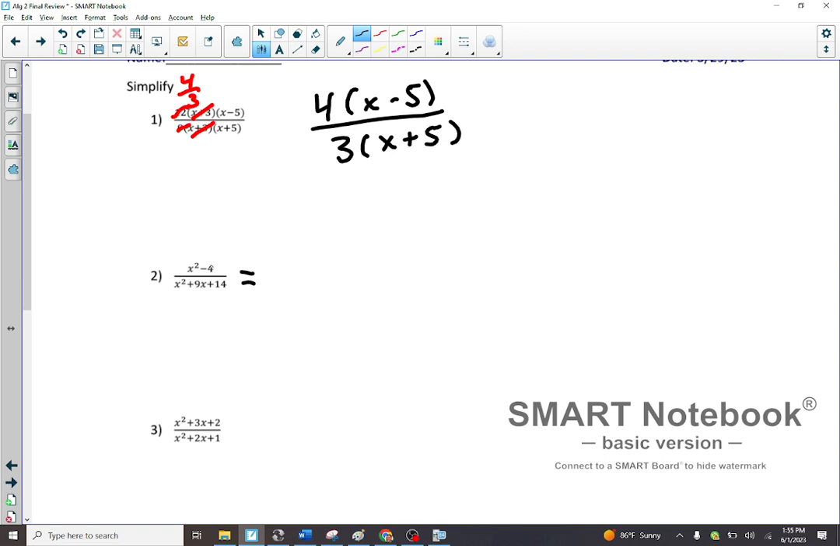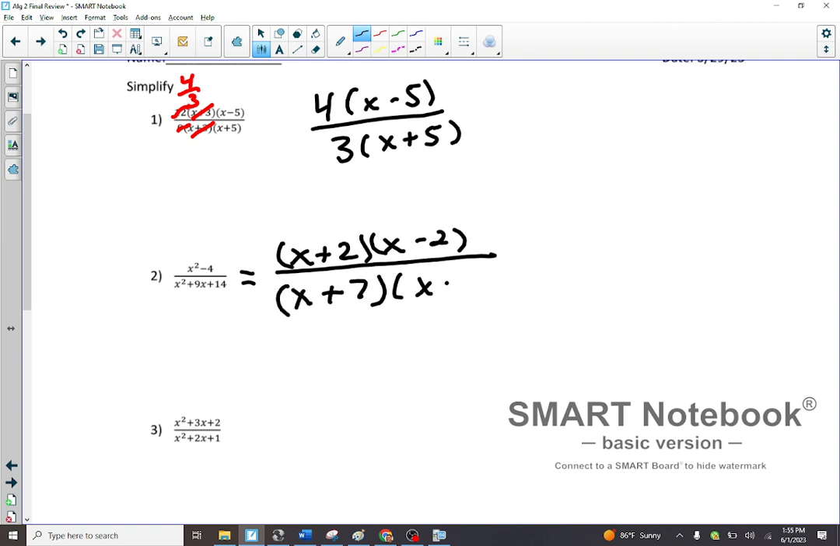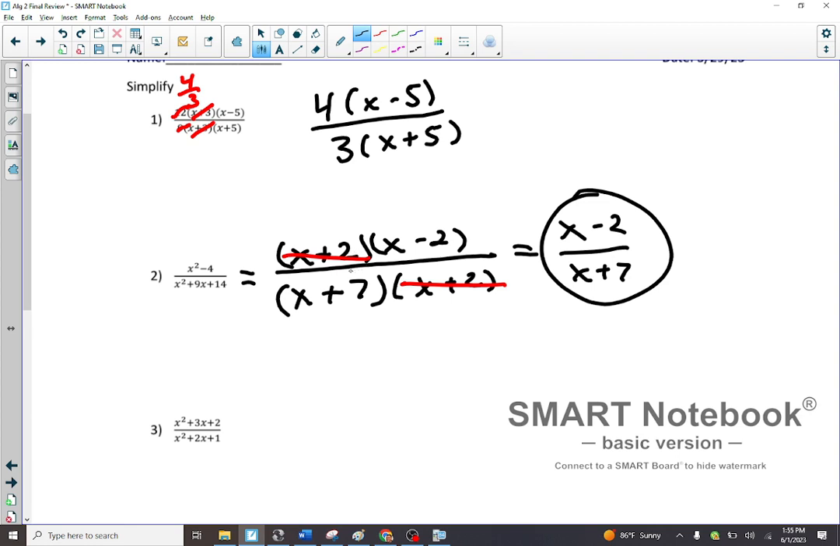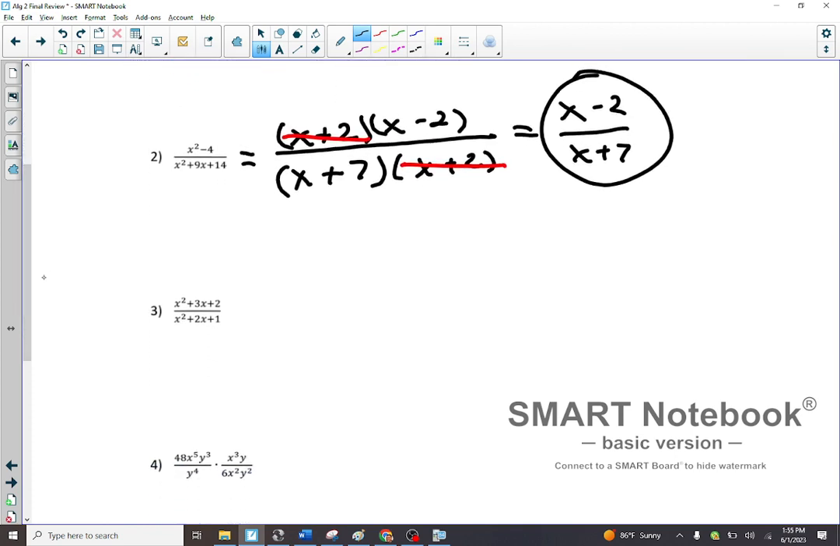Next one. The top one, I'm going to factor. So x plus 2, x minus 2. And over here is going to be x plus 7, x plus 2. Because they have x plus 2 on top and bottom, I cross it out. So it's going to be x minus 2 over x plus 7. How do you get x plus 2 on the bottom? What multiplies to 14 that adds to 9? If you FOIL it, what will happen?